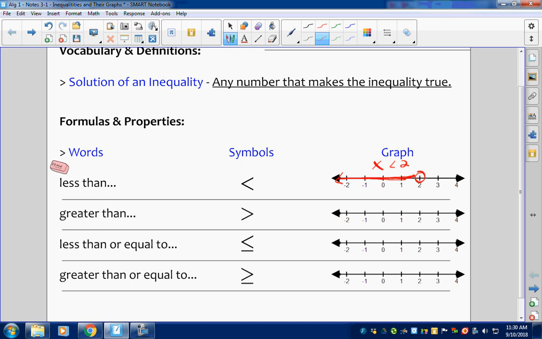A different one than you? Put an open circle at 2. Open circle at 2. And then shade to the left. You have to fill in. I'm just making this up. X is less than 2.